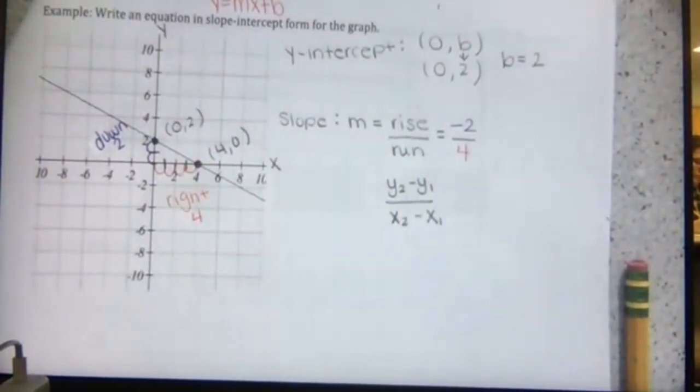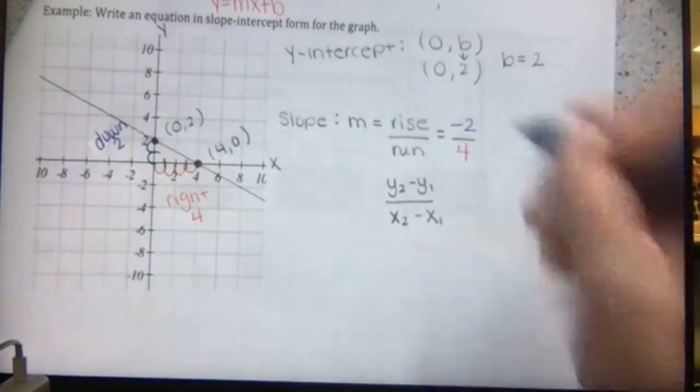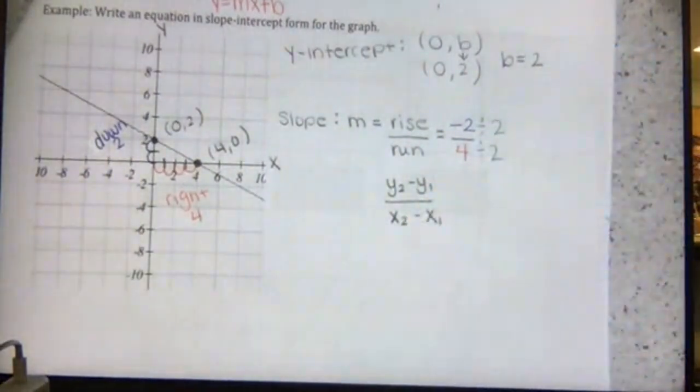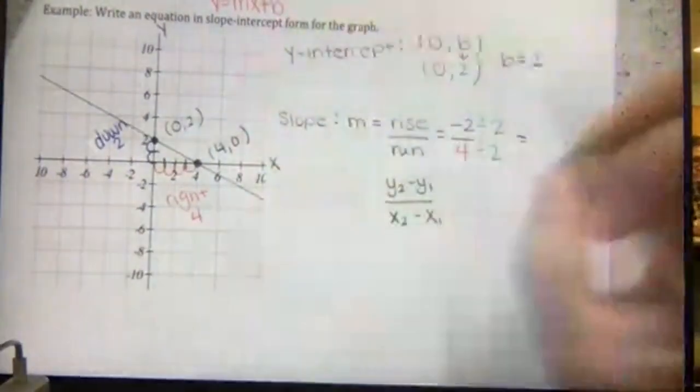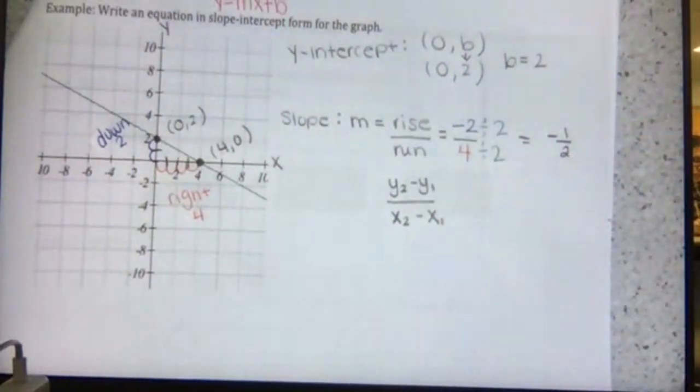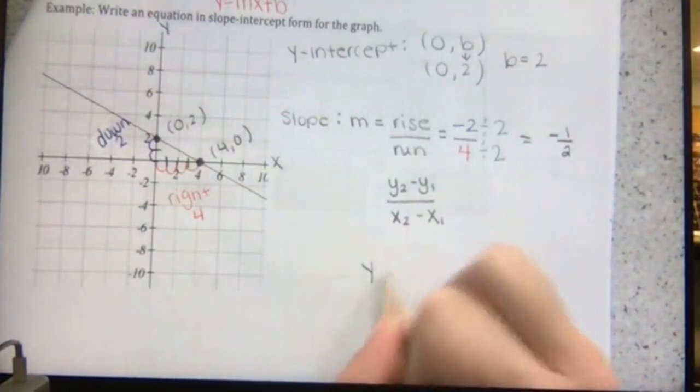So our slope is going to be -2 over +4. What's our GCF between -2 and 4? 2. So that means I can factor or divide out a 2 from the top and the bottom, and that'll leave us with our slope being -1/2. So we found our b, we found our m, we're good to go. Let's put it into our final answer now.